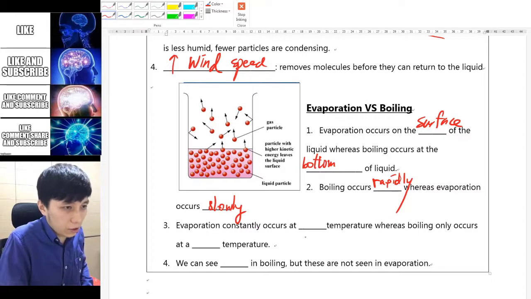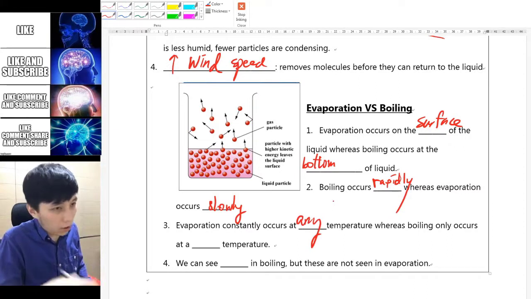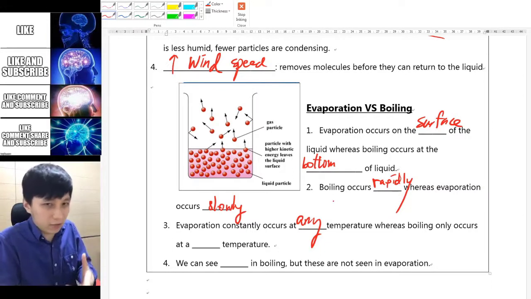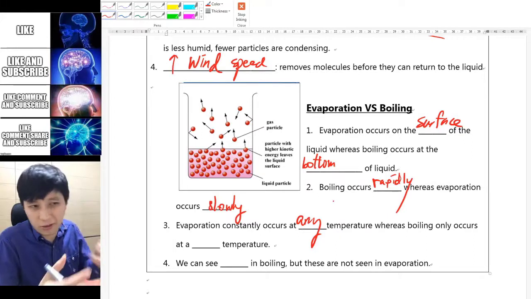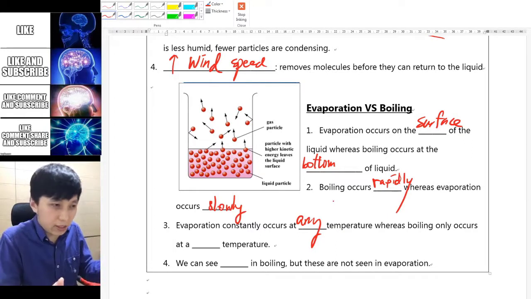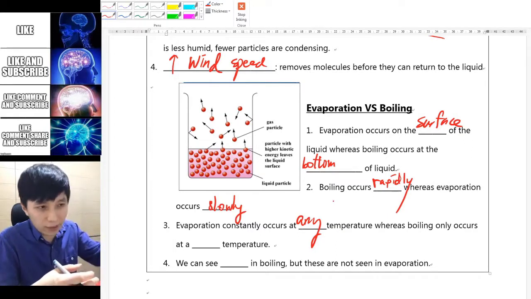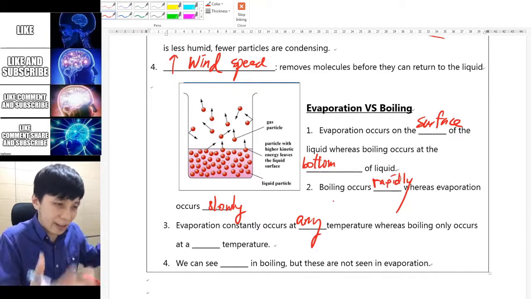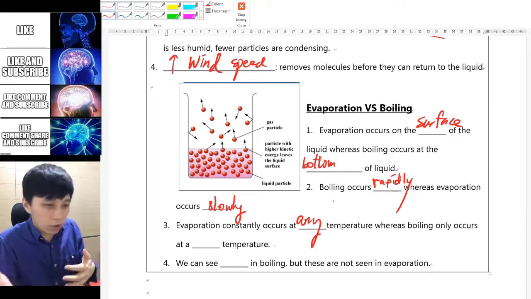Evaporation constantly occurs at any temperature, so not just room temperature, not just high temperature, but any temperature. It just affects the rate. It's like the probability of having how many particles escape, but it can actually happen at any temperature. It's just about more or less.